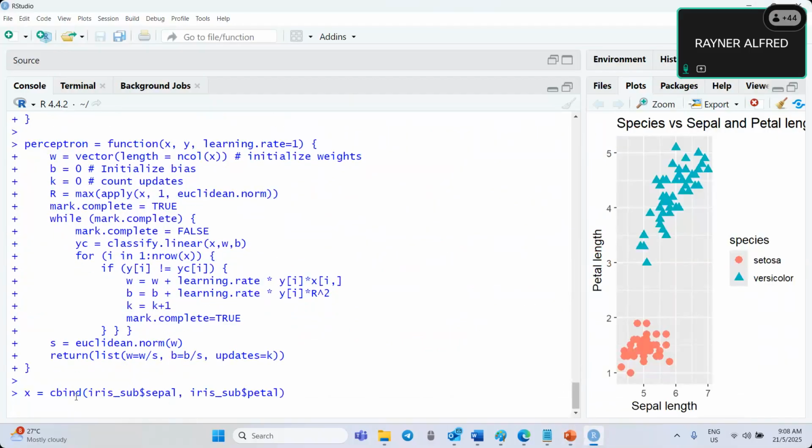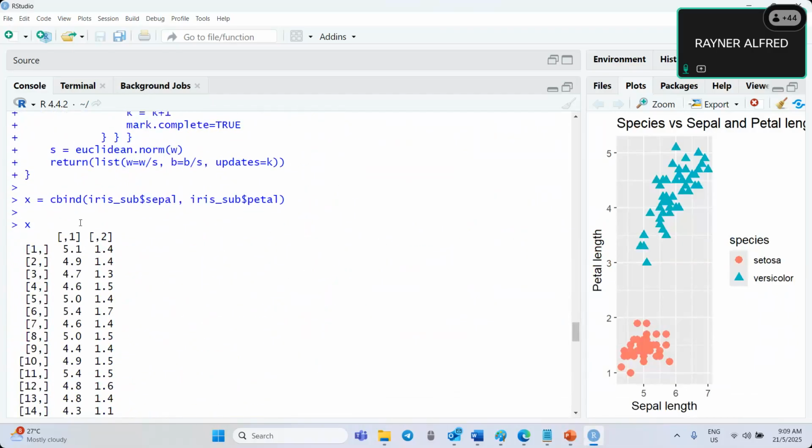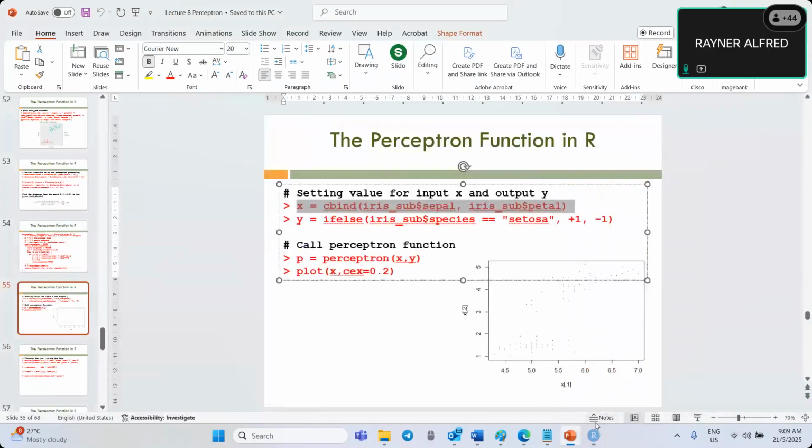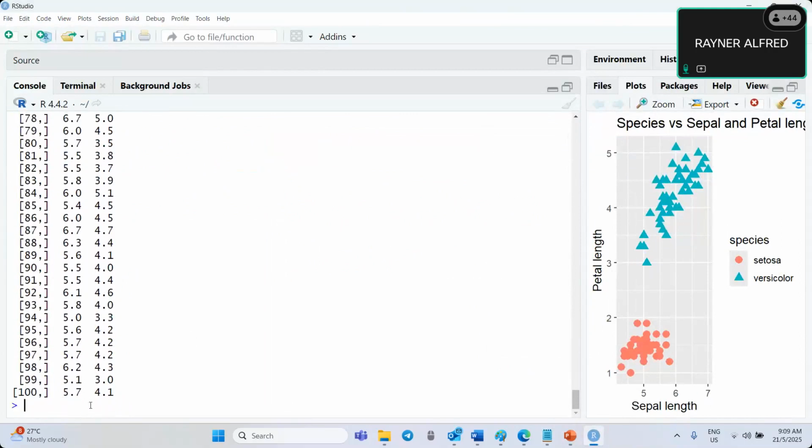This one will bind these two columns, the sepal and also the petal that we have. So if we have X, then we have this. We combine these two columns. Given this input, we will look at whether they are positive or negative. If they are the same, it means positive, otherwise negative.